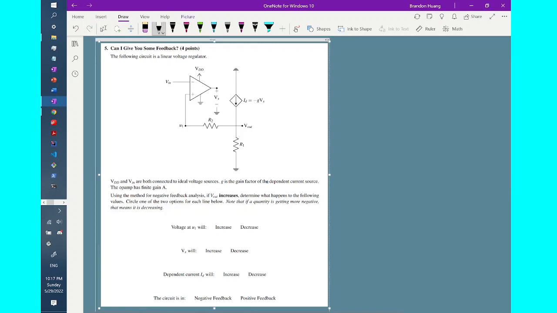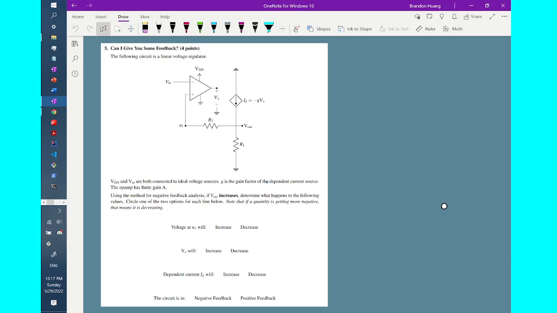Alright, now let's look at question 5, which is named, "Can I give you some feedback?" We're given this slightly complicated circuit, and we know that VDD and VN are all connected to ideal voltage sources, which means they should be stable voltages. And we also know that G is a gain factor that describes this voltage-controlled current source.